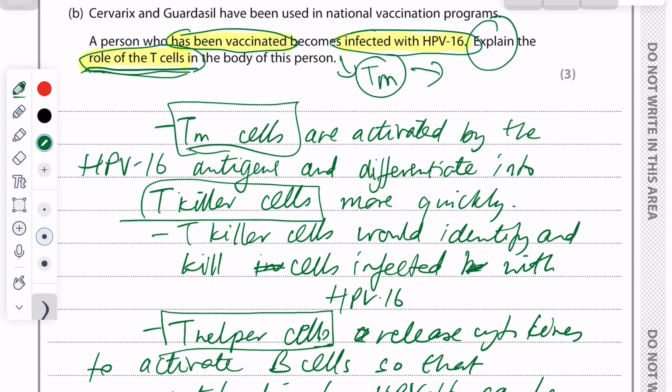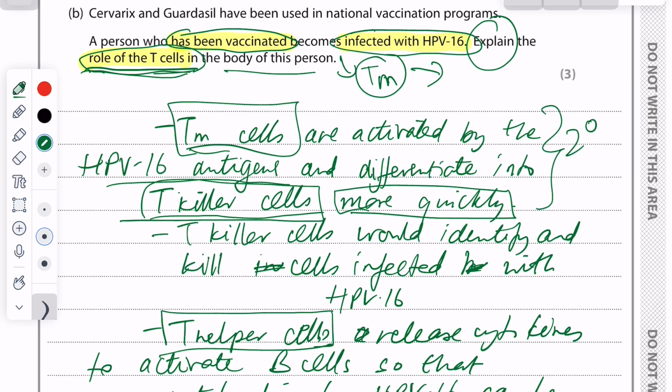Maybe I should explain how they got there in the first place. Because of the vaccination, but it's saying the role of the T cells within this person. So they already have been vaccinated, they already have T memory cells. What are the T memory cells going to do? So T memory cells are activated by the HPV-16 antigens, and if they were to get infected again, they would be activated by the HPV-16 antigens and differentiate into T killer cells more quickly. Okay, so essentially we're kind of describing the secondary immune response here.